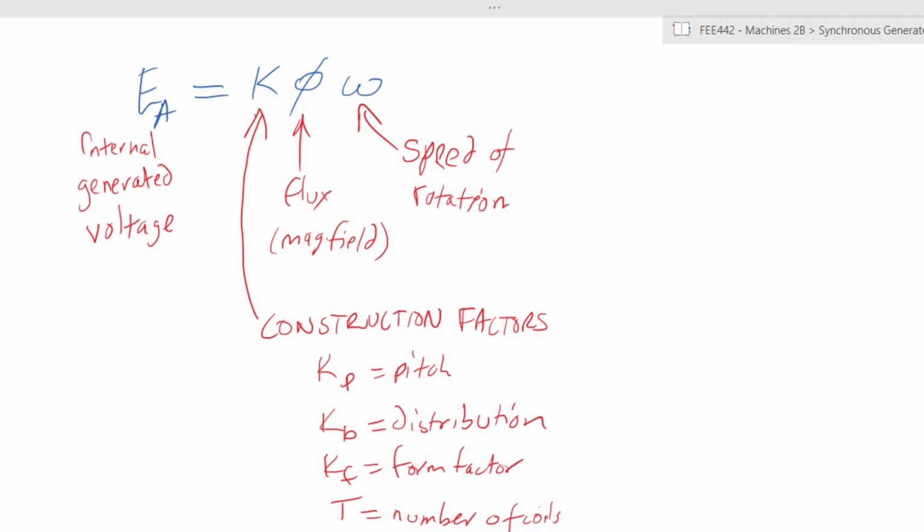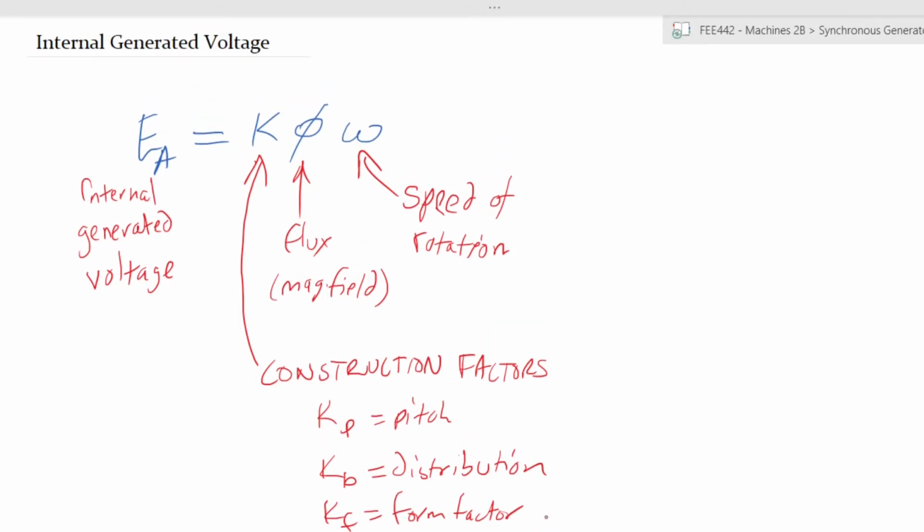So these are the main determining factors that let us know the magnitude of the internal generated voltage. By far, the biggest factors are the flux and the speed of rotation. The construction factors tend to alter the shape of the waveform, how regular or irregular it is. But generally, the biggest factor is the magnetic field, which is determined by the field current, IF. So that is a direct way in which you can alter the generated voltage.